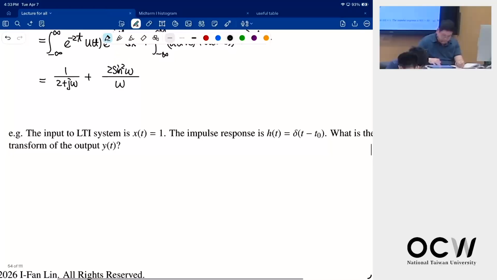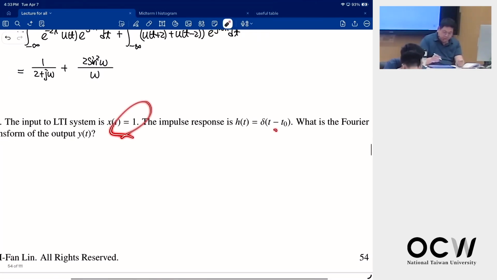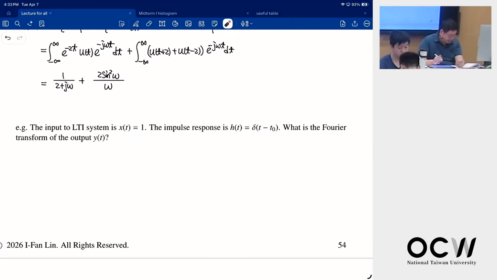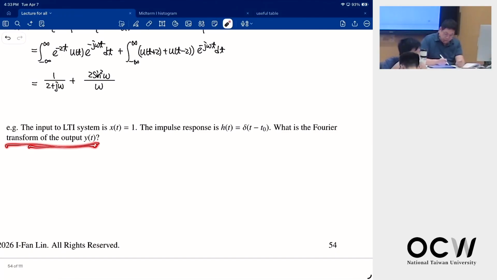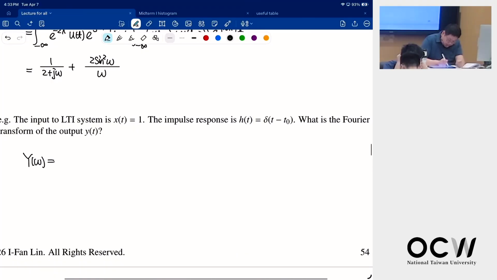Next, I have an input 1 and the impulse response, a shifted delta function. What is the output? You can have x convolve h. We can also use the convolution property, because here you see 1 and a delta function, we know the Fourier transform. I think this should be easier. We want to find the Fourier transform of the output. So here we get the output in Fourier domain, that's the multiplication of your input and also the system response.